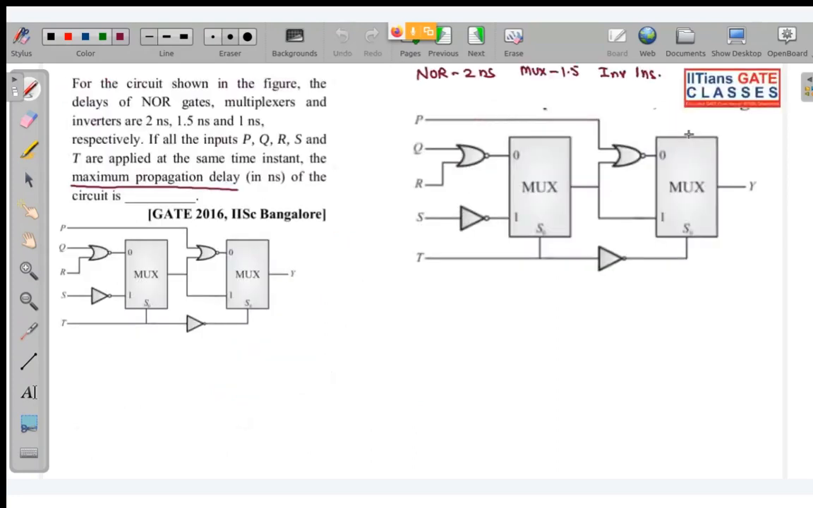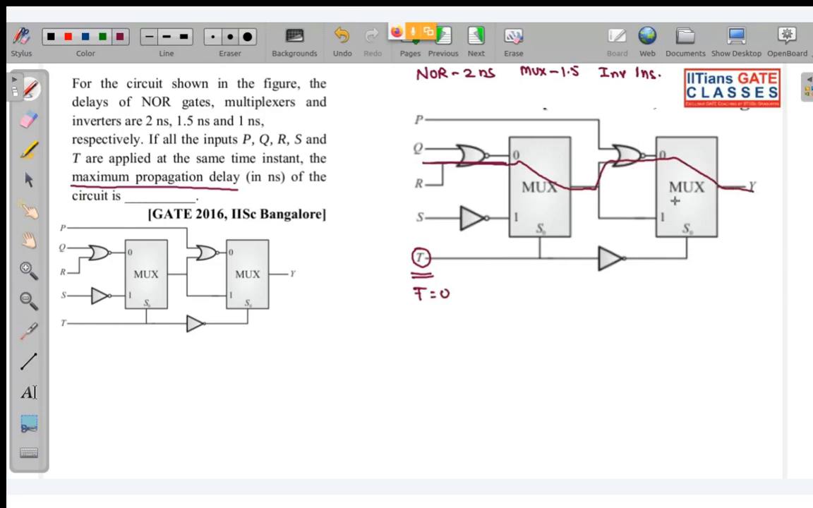Now come back to this question once again. Here it is asked, what will be the maximum propagation delay? Basically, these 2 muxes are operated by this t input. You can see if t is 0, then there will be a particular path for this one. So we will be taking this path if t is equal to 0.